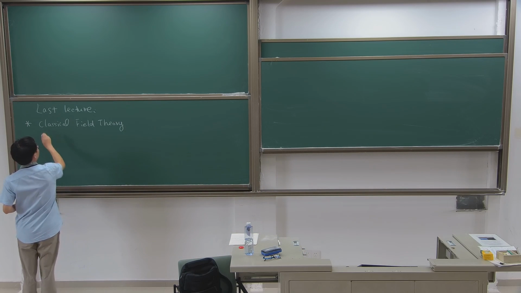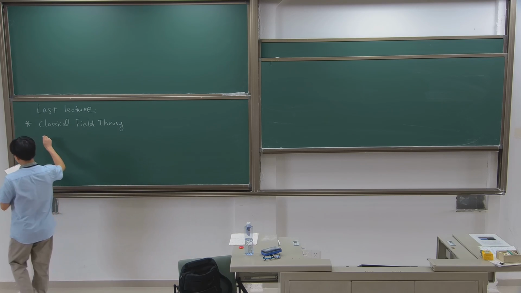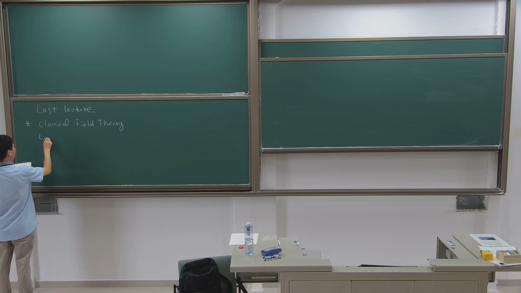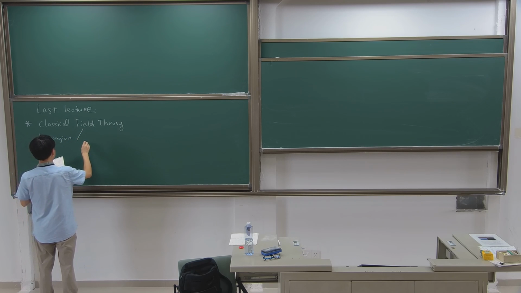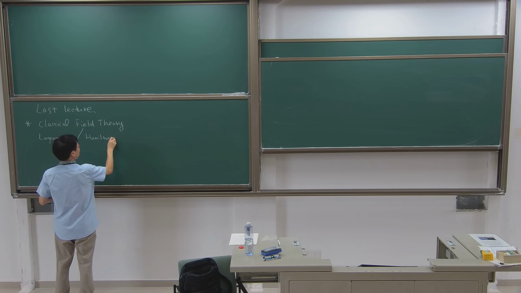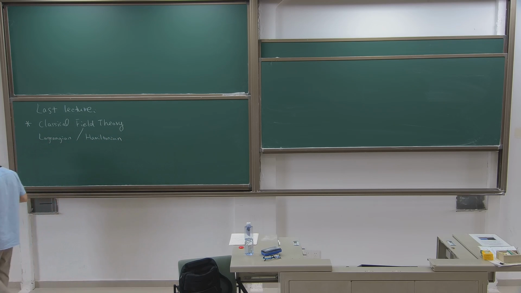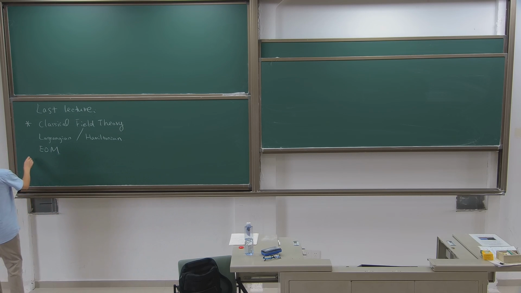Last time we discussed classical field theory, including the Lagrange formula as well as the Hamiltonian. We derived the equation of motion for a given Lagrangian for general fields.